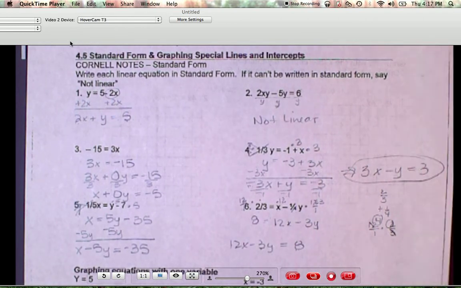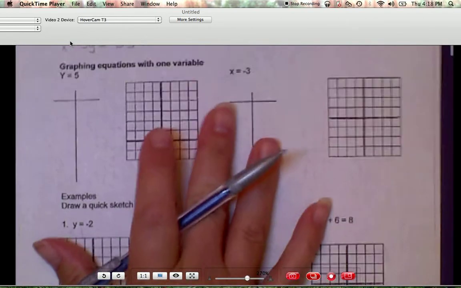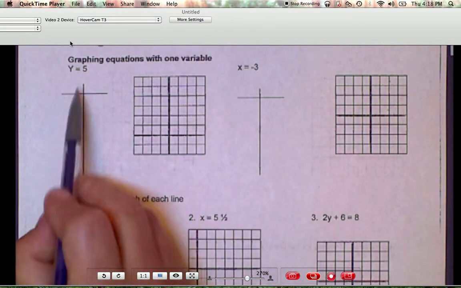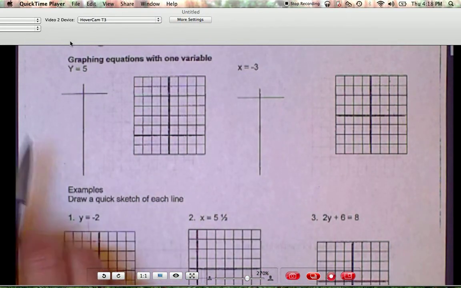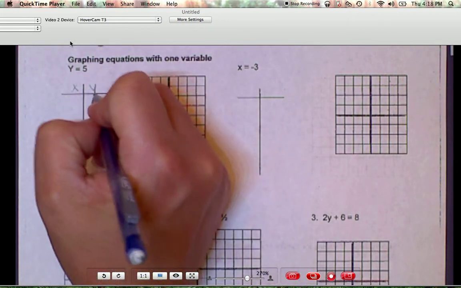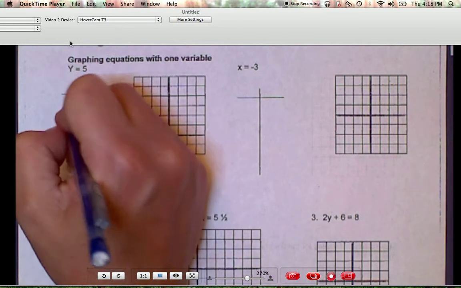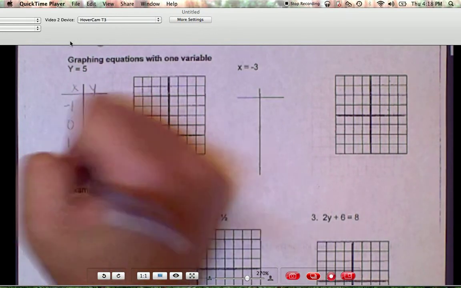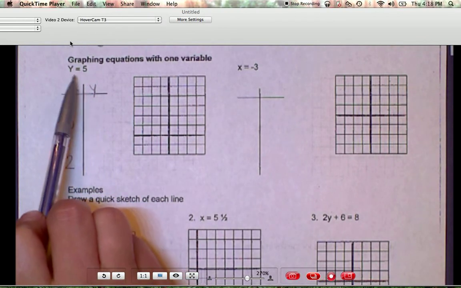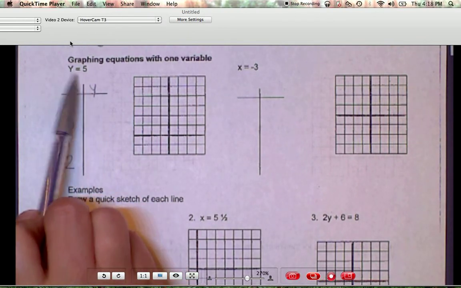The second piece of this section, graphing equations that only have one variable. So if you imagine we get an equation that's y equals 5. If we use a table like we did in section 4.4, we can use the same values for the domain or the x values, negative 1, 0, 1, and 2. And you see there's no x in this equation. So this is what it's really saying. I don't care what x is, y equals 5.